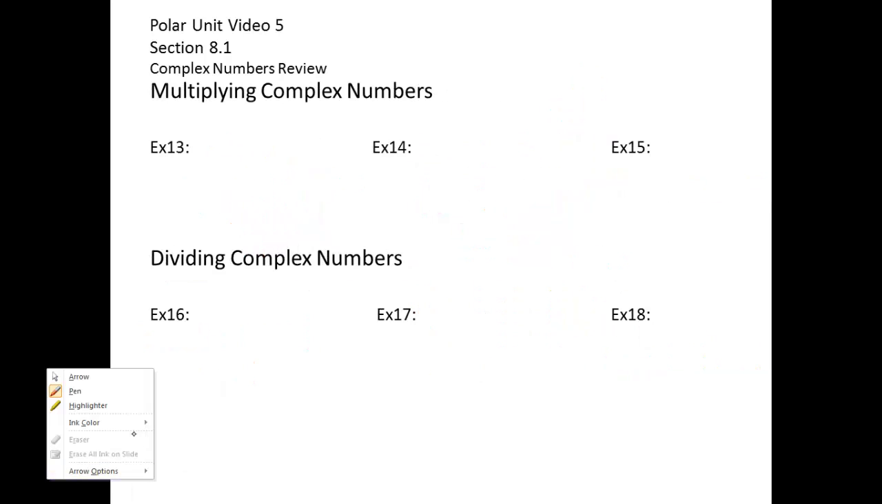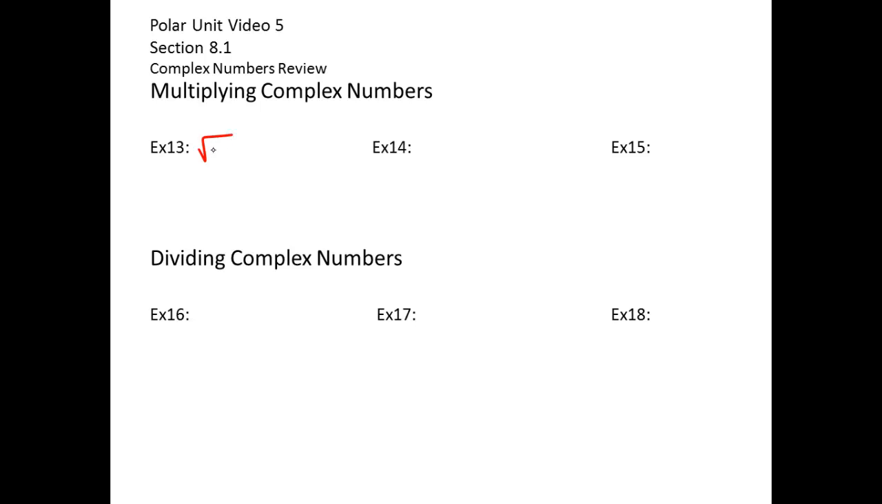Number 13, I'm going to be multiplying complex numbers. So when I multiply complex numbers, for number 13, I'm going to multiply an imaginary number, and number 14, I'm going to multiply a complex number. When I multiply imaginary numbers, I'm going to multiply the square root of negative 5 times 3 times the square root of negative 7.